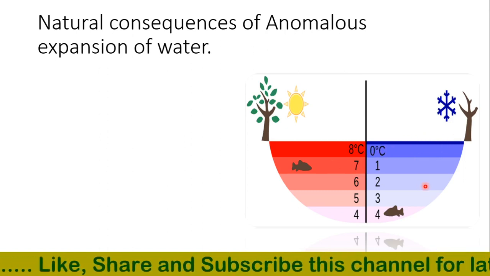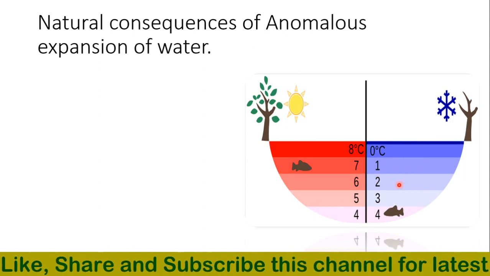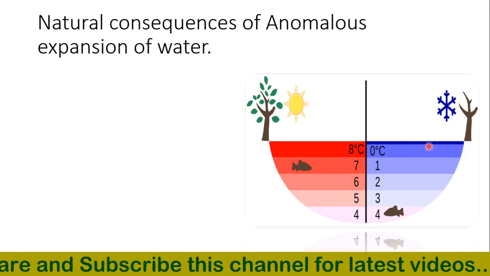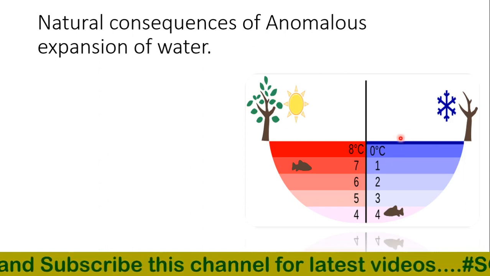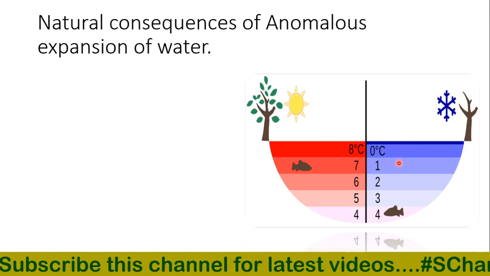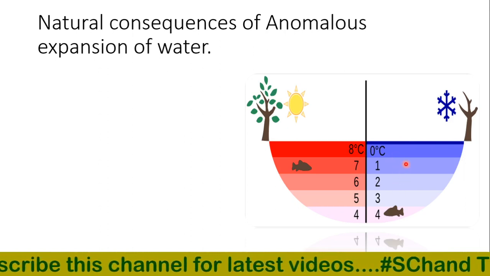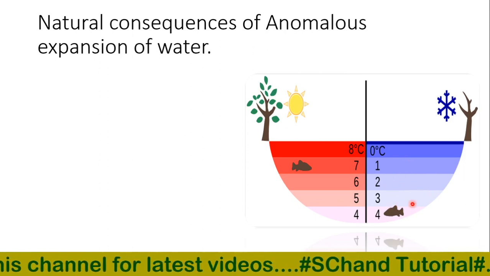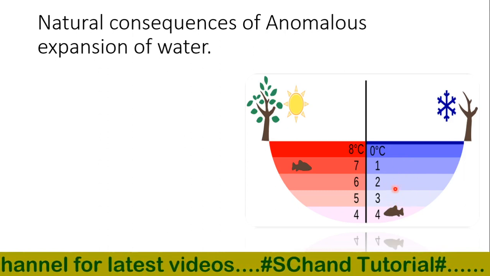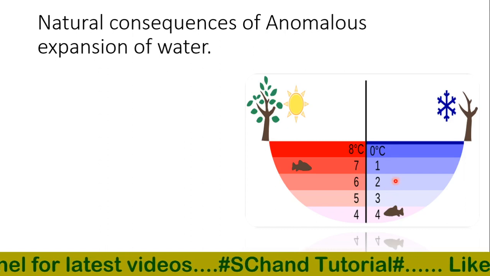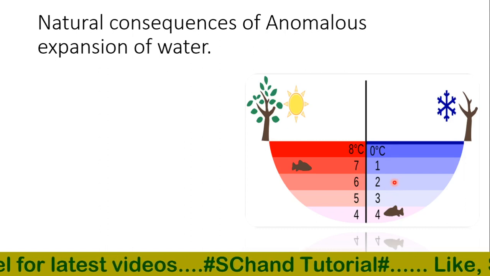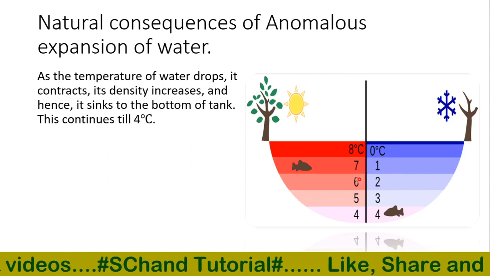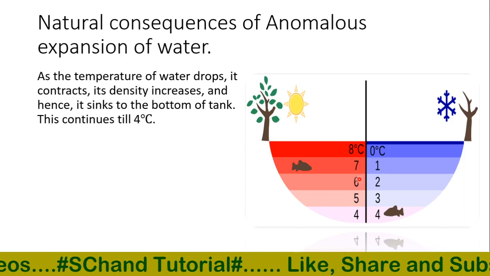Here in the lake, the water does not freeze completely because the ice formed on the top layer is a bad conductor of heat also. It will not allow the heat to go out of the water. Thus fish and other aquatic life can easily survive inside the frozen lake, as the water below remains at 4 degrees Celsius. This is because of the anomalous expansion of water.